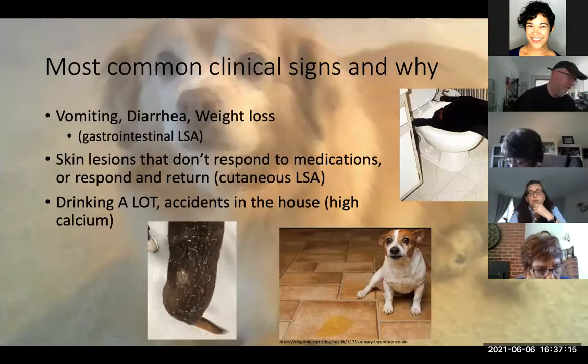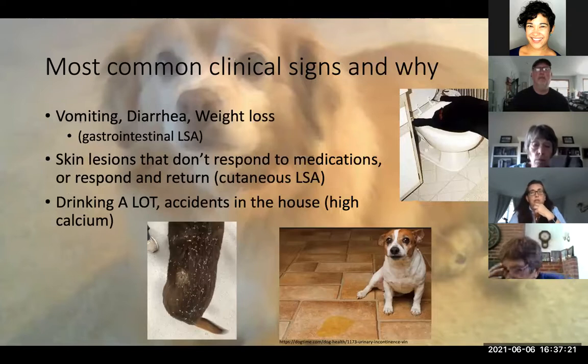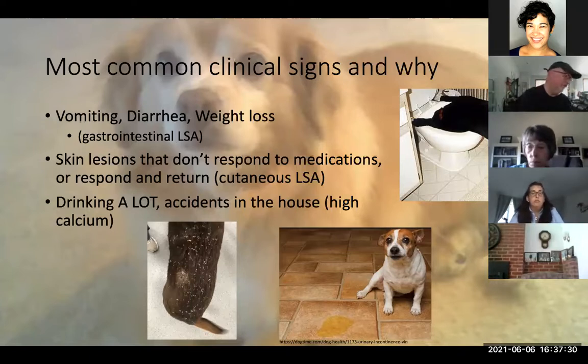Other signs that you may see if a pet has lymphoma will really depend on the area that the lymphoma is affecting. So if we see vomiting or diarrhea or weight loss, which we would call gastrointestinal signs, is there lymphoma in the intestinal tract? Is there lymphoma in the stomach? And those would then show signs of vomiting, diarrhea, and significant weight loss.